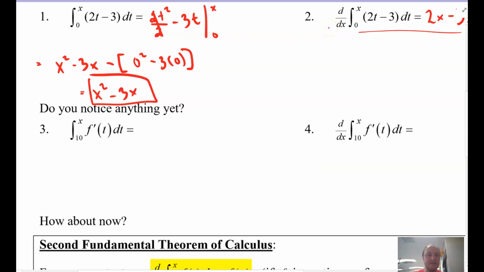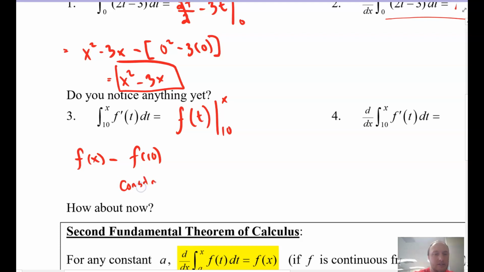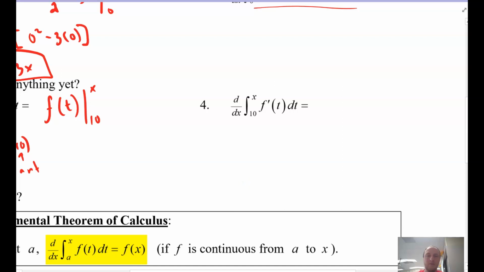Here I have the integral from 10 to x of f prime of t dt. Well, if I integrate f prime of t, this is just f of t, again evaluated from 10 to x. So that would be f of x minus f of 10, which is a numerical value, and this is a constant. Okay. All right, let's go ahead and look at number 4.